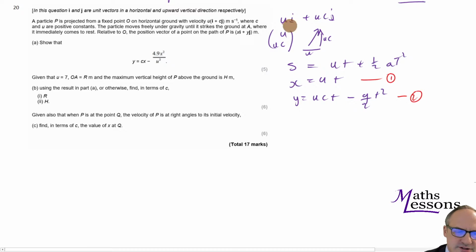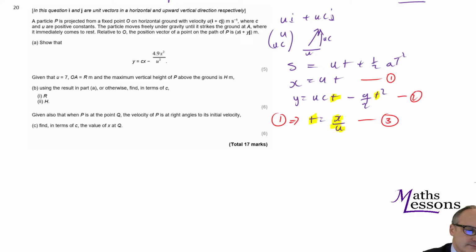What I'm going to do is rearrange equation 1 and substitute into equation 2. So I'm going to make t the subject, because I want to eliminate t. There are no t's in the final equation, it's all y's and x's and u's. As long as I can get rid of the t's, then I can get that equation. So I get t equals x over u. If I was being really specific, I'll call that equation 3. And I'm going to substitute 3 into 2.